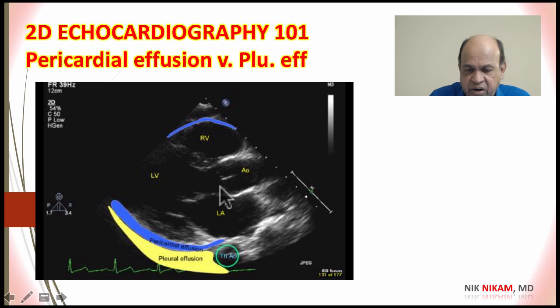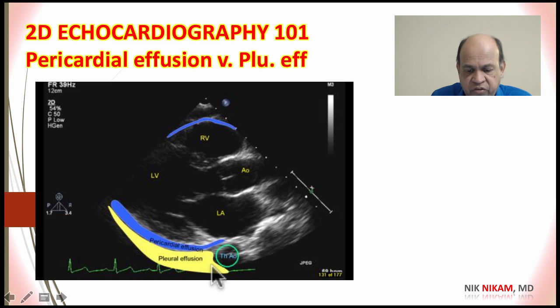Okay, I talked about pericardial effusion and pleural effusion. How do we differentiate between pericardial effusion and pleural effusion? Here is a trick. Here we have the descending thoracic aorta. If the fluid stops behind the descending thoracic aorta, we are dealing with pericardial effusion. If the fluid extends beyond the descending thoracic aorta posteriorly, then you are dealing with pleural effusion.